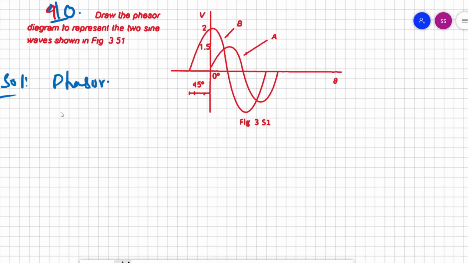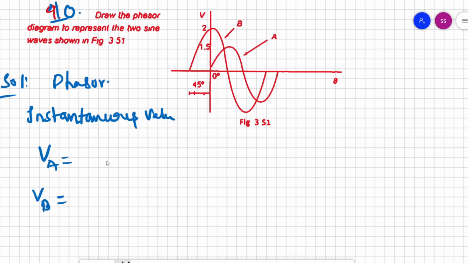So how can you draw phasor diagrams? You need to find the instantaneous values of each waveform first. Instantaneous value. Okay, so how can you find that? I think they are voltage waveforms. Let us consider them as VA and VB. What is VA here? This waveform. So this is VA.